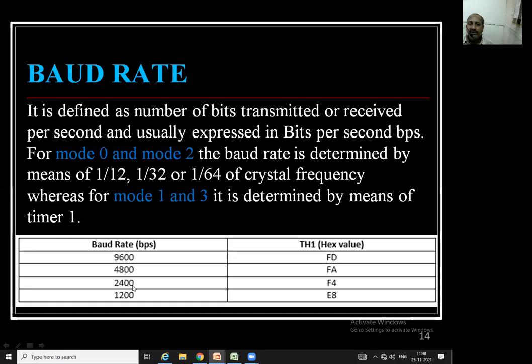And for that, this table is very important. Normally, if you have heard of baud rate, the standard baud rate used everywhere for serial communication is 9600, because the computer is mostly designed for this 9600 baud rate. So at the same time the 8051 should also send data at the same speed. It should be 9600, or there are other baud rates also: 4800, 2400, 1200.